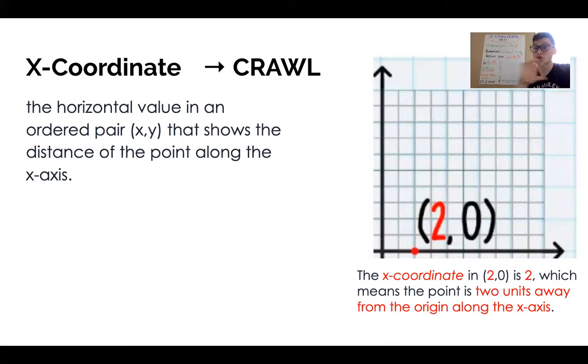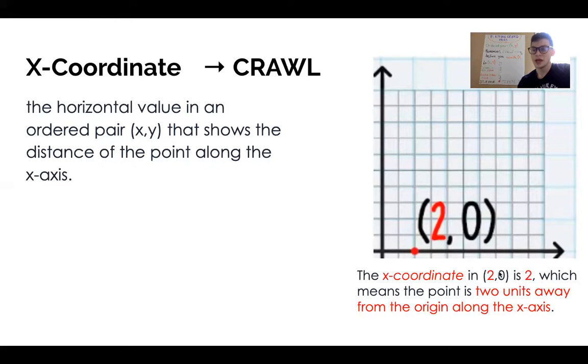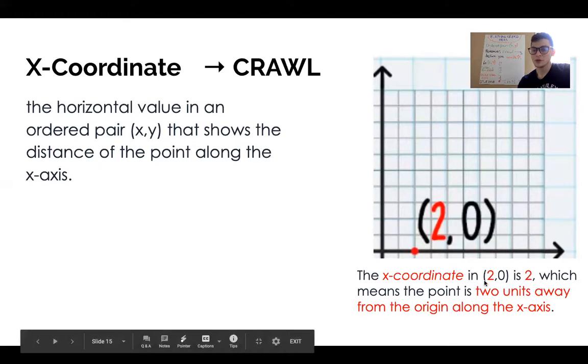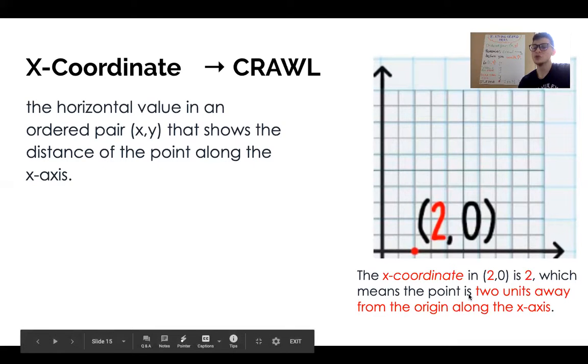The x coordinate, this is your crawling. You need to crawl first as a baby. It is the horizontal value in an ordered pair that shows the distance of the point along the x-axis. In this example to the right, the x coordinate is 2, and I know that by looking in my ordered pair within the parentheses because the 2 comes first. Remember, it's (x, y). That means the point is 2 units away from the origin along the x-axis. So it started at the origin and it crawled 1, 2.